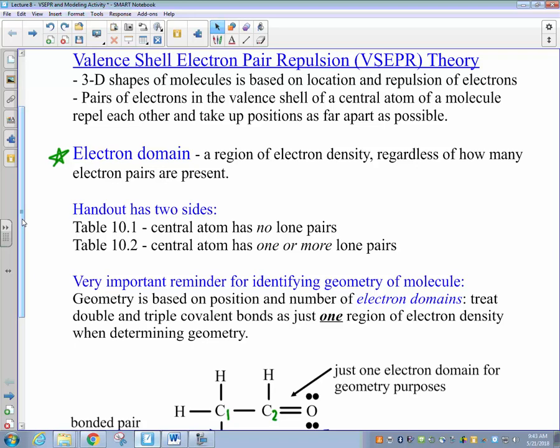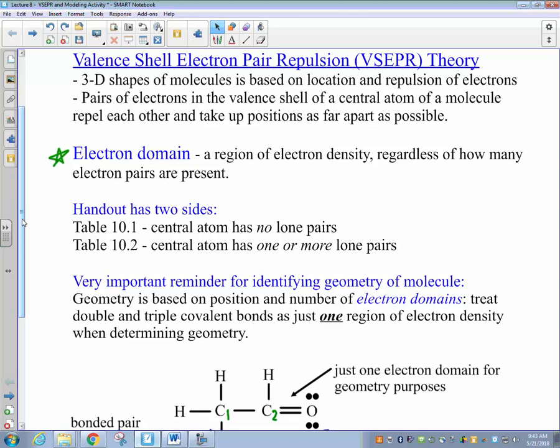in which none of the domains are occupied by lone pairs of electrons. That is to say, around the central atom, all of the electron domains contain bonded pairs. Whether they be single bonded or double bonded doesn't matter. What does matter, however, is that there are no lone pairs of electrons occupying any of those domains.